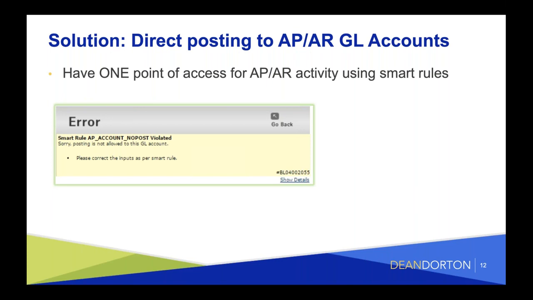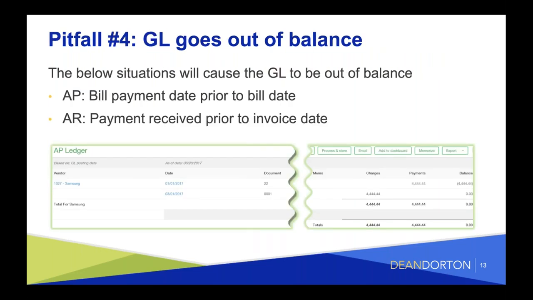So you can set a SMART rule up in the system to prevent you from posting to certain GL accounts. You would obviously then put this on top of your AR and AP accounts, and that would prevent you or anyone else from posting to those GL accounts and potentially getting your subledger out of balance. Now, if you are out of balance, you could always turn off the SMART rule, make an entry, and then turn the SMART rule back on. But at least that gives the vast majority of folks some prevention from being able to post into that account.